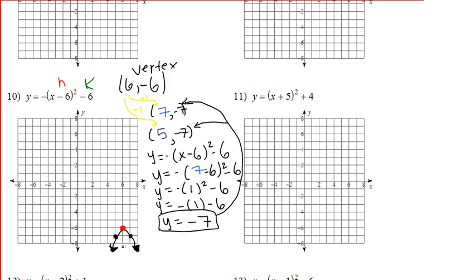We still have to find the axis of symmetry. The axis of symmetry is always going to be x equals, and then it's the h. X equals h. My h is a positive 6. X equals positive 6. That is my axis of symmetry. So that's graphing out a vertex form.